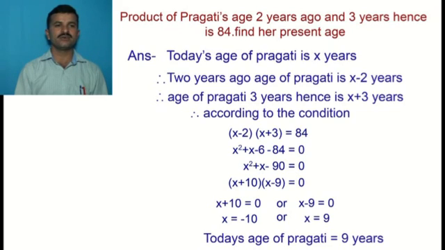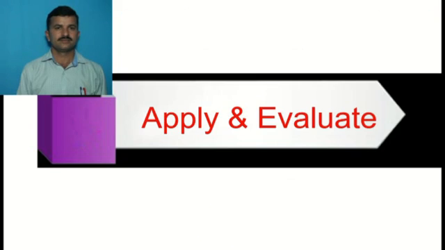That means the product is equal to 0. Therefore x plus 10 is equal to 0 or x minus 9 is equal to 0. Therefore you can take the constant to the RHS and you get x is equal to minus 10 or x is equal to 9. Here age is always positive, therefore x is not equal to minus 10, therefore x is equal to 9. Therefore today's age of Pragati is 9 years.